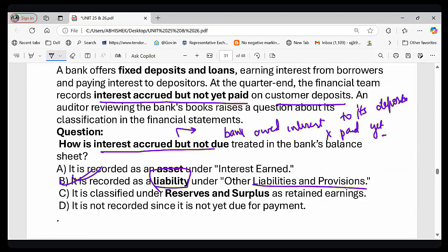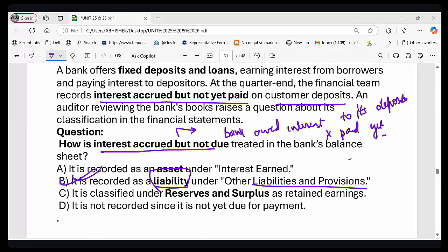So option B is the correct answer. So let's see who of you have answered B. So all of you have answered D, A, C. No, no, no. Answer is B, right? Interest accrued but not due means that the bank owes interest to the depositor but has not paid it yet. So since it is a kind of obligation, it is treated as liability until the actual payment is made. So on the balance sheet it is recorded as other liability and provision, right?